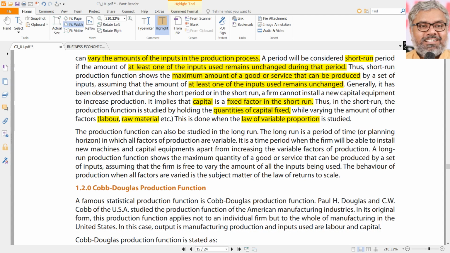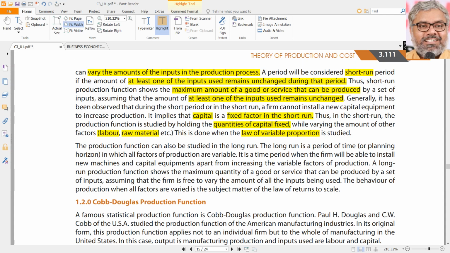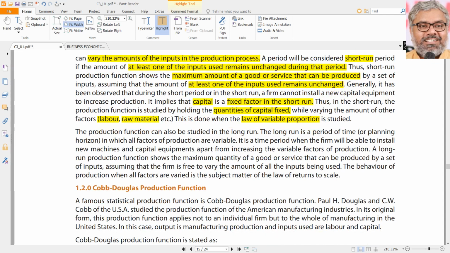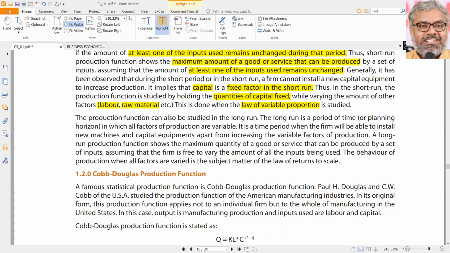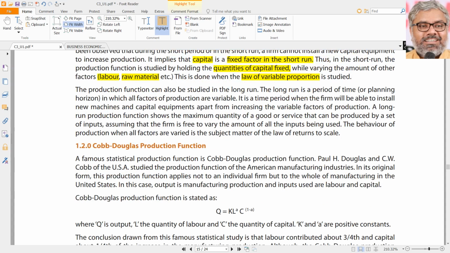And what is going to happen in this theory? We are going to observe how the production changes with the change in any one of the factors like labor, raw material, etc. But definitely assuming at least one factor is fixed, whichever factor that might be. But in general, we can consider capital as the fixed factor. That is the short run production function, we can say.